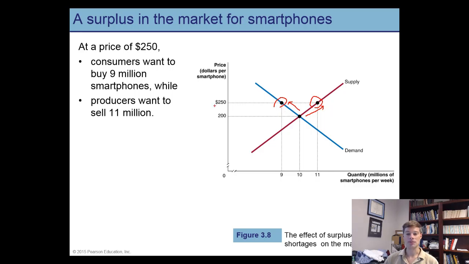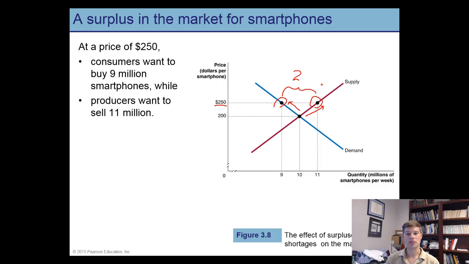So the result at a price of $250 is a surplus. The size of the surplus is the gap in between the market supply curve and the market demand curve at the $250 price. For example, in this specific case, the surplus of smartphones is 2. That's actually 2 million smartphones per week.